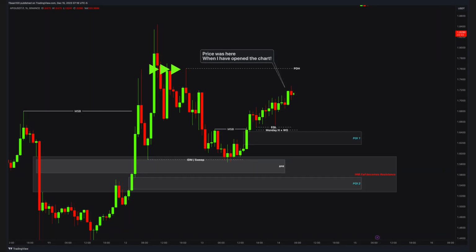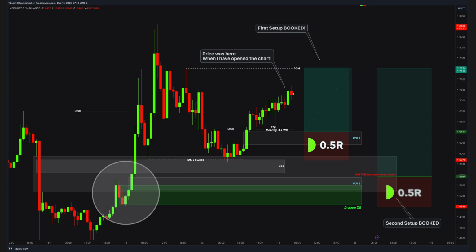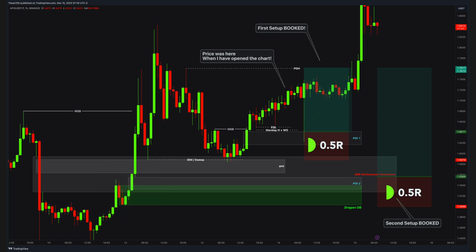I also had this point here up top, which is the previous day high, as the target. This is what I did here. I placed my orders with 0.5 R here. But at the bottom, I also noticed this other imbalance with a dragon order block. This is where I booked my second order with the other 0.5 R. So what I did here is this. I split my 1 R order into 2 pieces and placed them on the best possible POI areas.